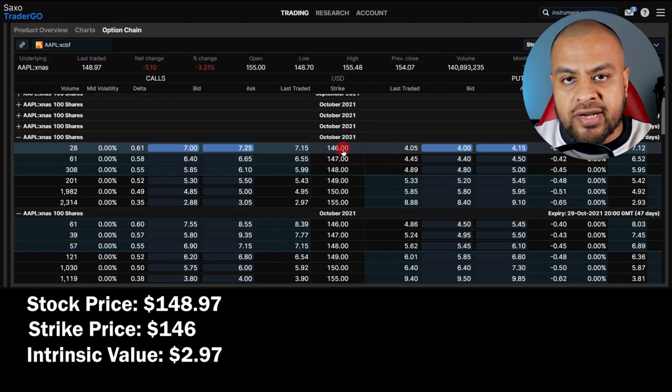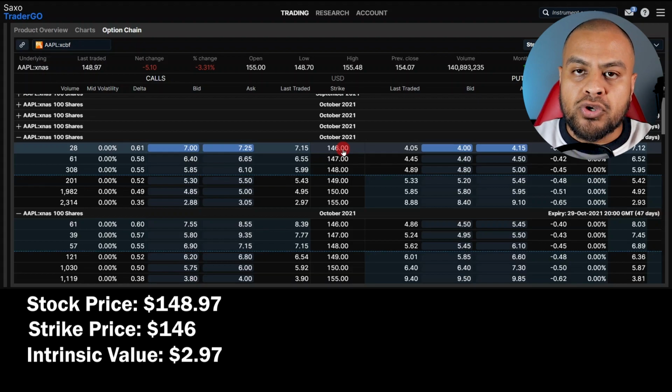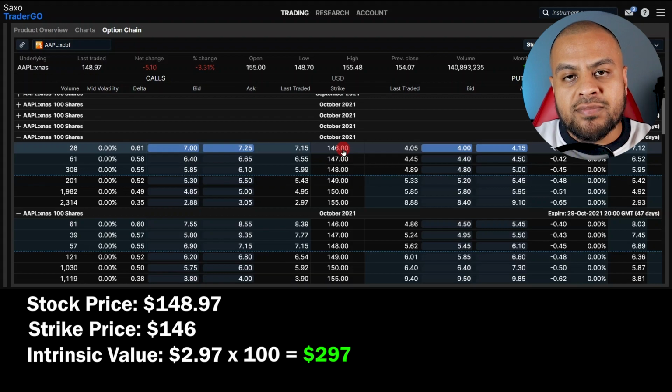Now remember, one contract is worth 100 shares. So that intrinsic value, that $2.97, we have to times by 100. So that gives me a total intrinsic value of $297. Now you're probably sitting there thinking, surely that's too easy. You've just made $297 by clicking a button.